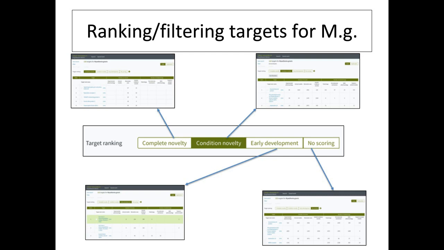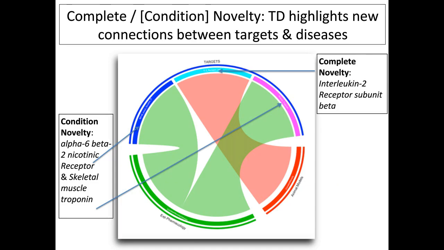For example, here I am showing the results of choosing from the initial page of 132 targets. I'm choosing animal models, yes or no, so narrowing it down, together with the option of complete novelty. And this narrows down the search to a single target, in this case, IL-2 receptor subunit beta, and you can follow the pink band.